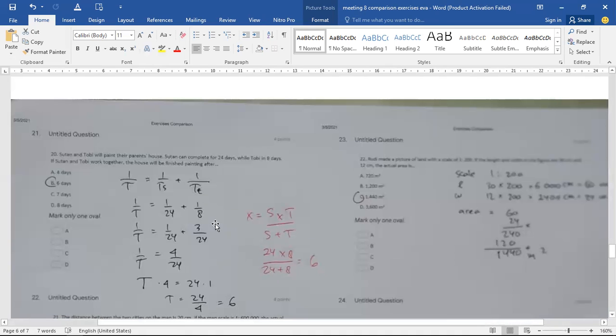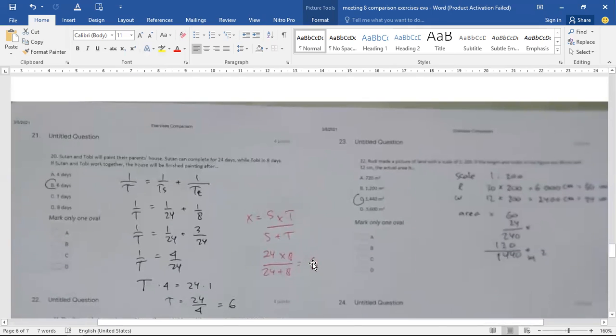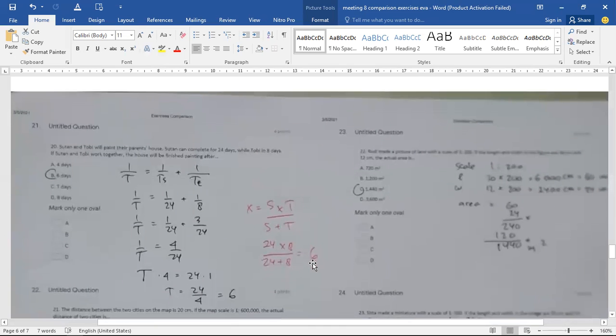This is the normal step. If you want to make it faster, you can write it with just the times. Like t is the time for both of them, so t is s times t per s plus t, where s is the time for Sultan and t is the time for Topi. And the final answer is the same. So it's up to you which one you are comfortable with. Use it.